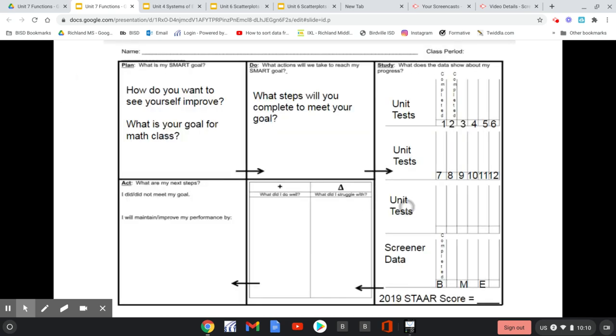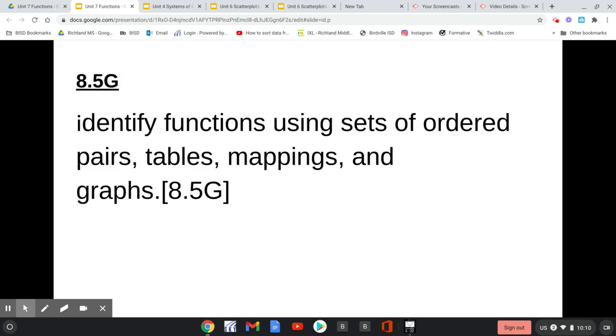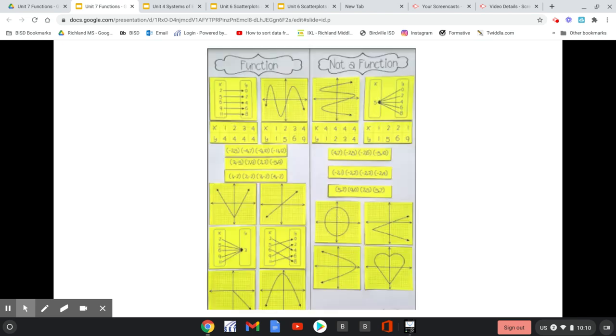Let's go through these things from last year. So the first TEK is 8.5G. We're going to identify functions using sets of ordered pairs, tables, mappings, and graphs. Easy enough. And here is a description of a function and a not a function. As you can see, and what we wrote on the notes is the x never repeats. That's all you need to know.